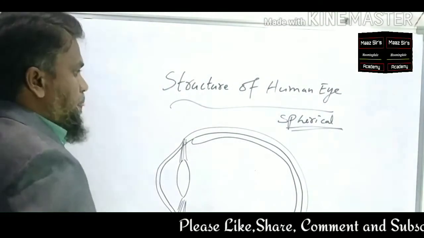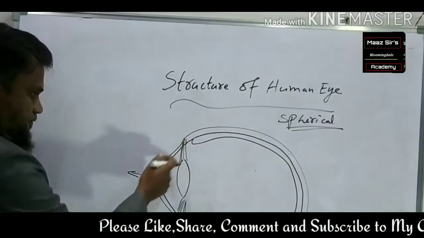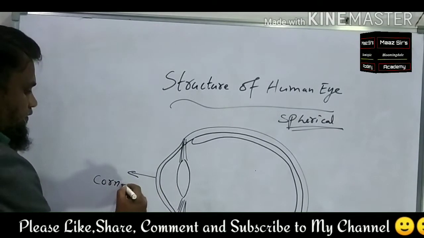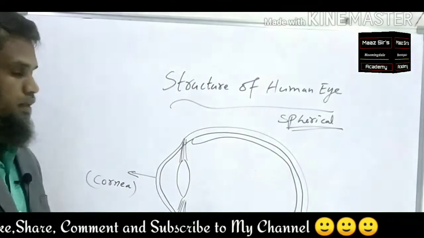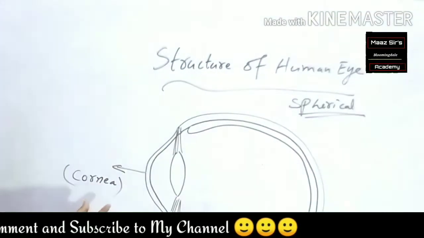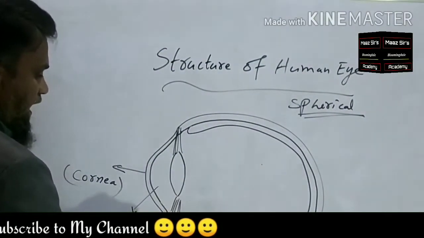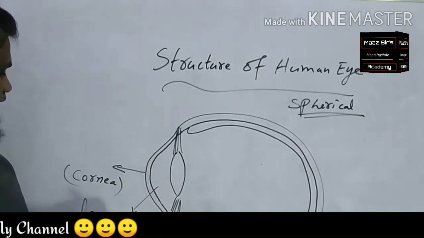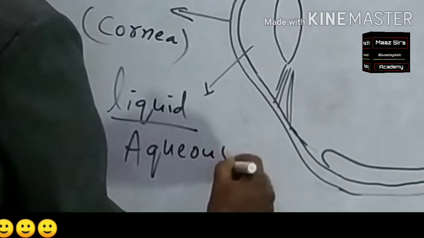So first of all, the curved part, which is transparent, is known as the cornea. The curved part and the front part of the eye, which is covered by a transparent membrane, is known as the cornea. And when you get into the cornea, you have a chamber here. It is filled by a liquid, known as aqueous humor.